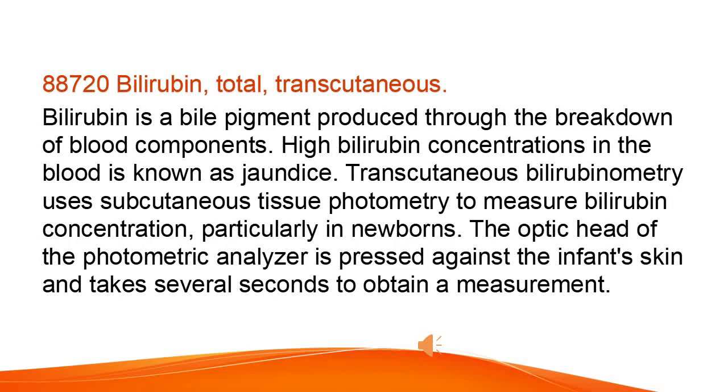Bilirubin, total, transcutaneous. Bilirubin is a bile pigment produced through the breakdown of blood components. High bilirubin concentrations in the blood is known as jaundice. Transcutaneous bilirubinometry uses subcutaneous tissue photometry to measure bilirubin concentration, particularly in newborns. The optic head of the photometric analyzer is pressed against the infant's skin and takes several seconds to obtain a measurement.